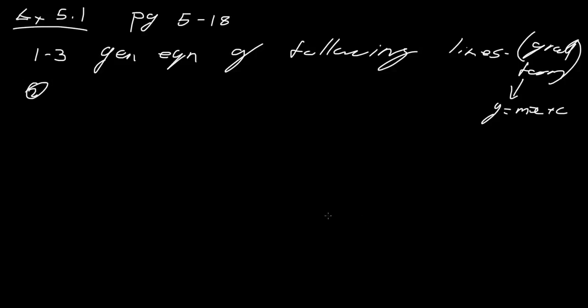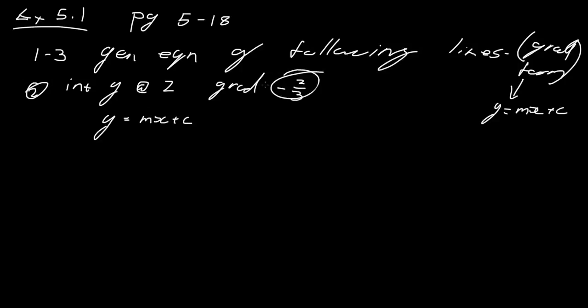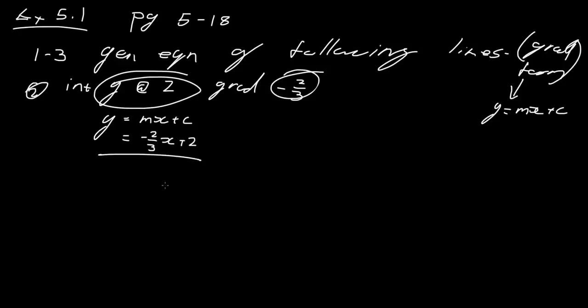So I'm going to do number 2, and they tell you that it intersects the y-axis at 2 with a gradient of minus 2 over 3. So we know that the gradient form is y equals mx plus c. You've been given the gradient and you've also been given the c, because c is the y-intercept. So y equals negative 2 over 3 x plus 2. And that's that question.